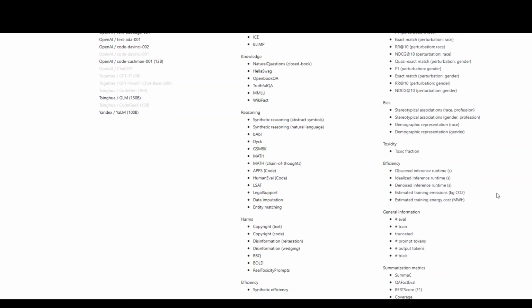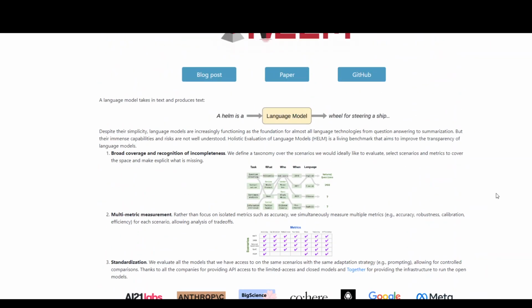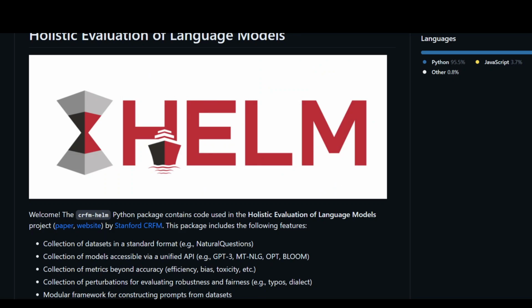I will post the link to this paper and blog post, and then you can go in and check this out. There is also a very good GitHub repo which you can go and browse.